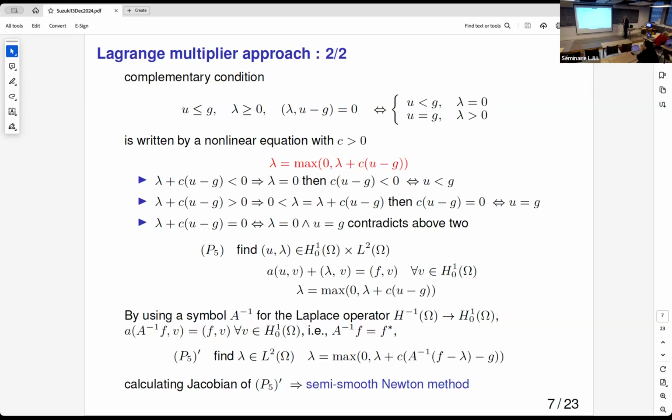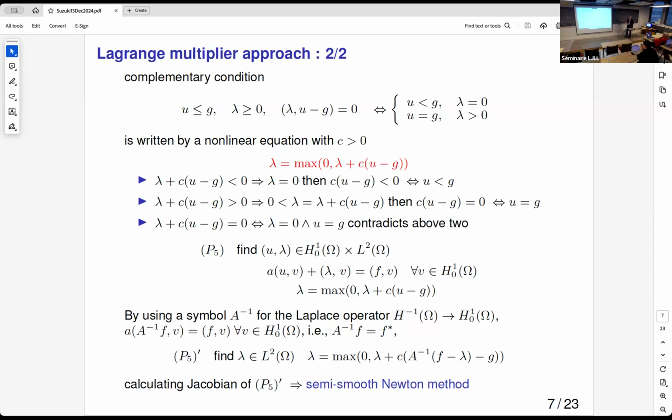If we introduce a nonlinear relation using the parameter c, lambda can be expressed. The complementary condition is expressed by this one. Lambda should be equal to the maximum of 0 plus some constant condition. And then finally we will have this condition that is much simpler, meaning only one equation. The condition u is less than g is satisfied, and then the complementary condition, that is almost equivalent to the Kuhn-Tucker condition, is satisfied.